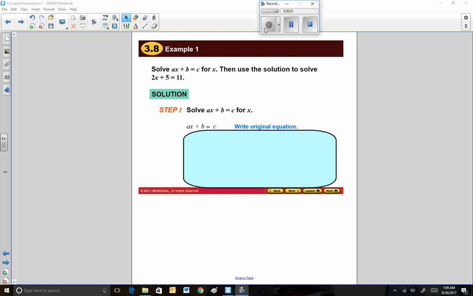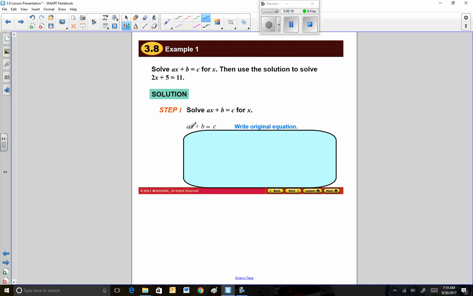Class, today we're going to learn about literal equations, and literal equations are equations that have just variables. You have ax plus b equals c, and they ask you to solve for x. You're not going to get a number answer when you only have variables. We're going to work on this using our algebraic operations of equality to solve for x.